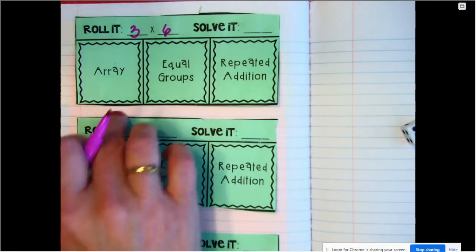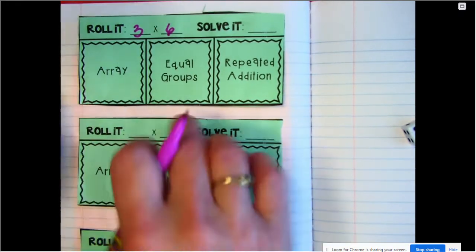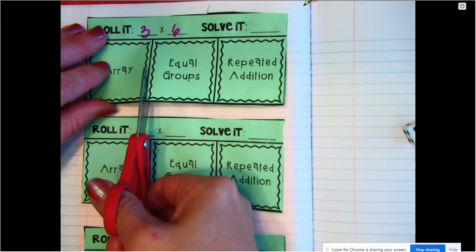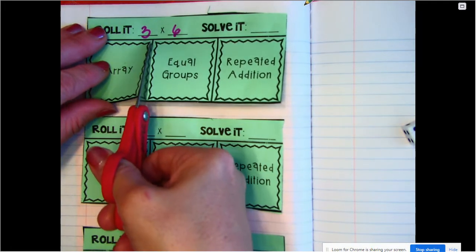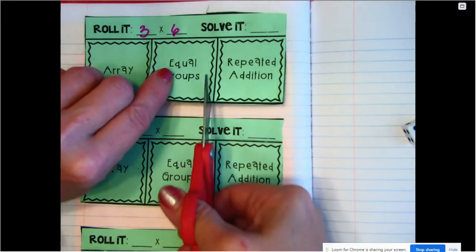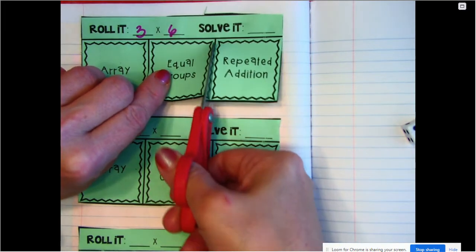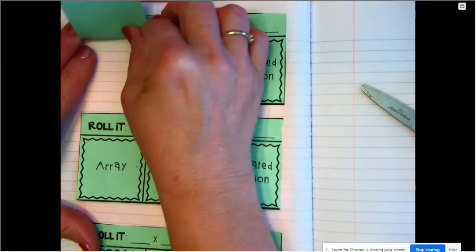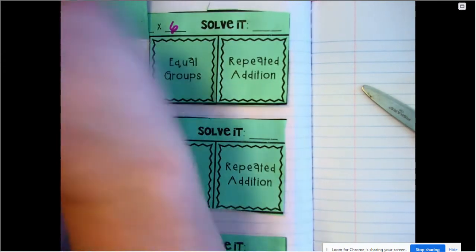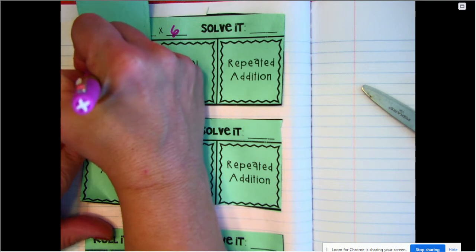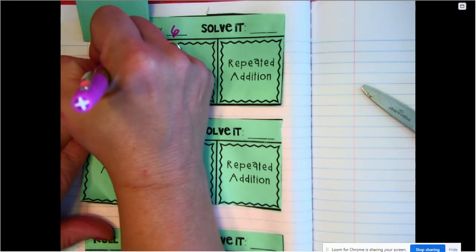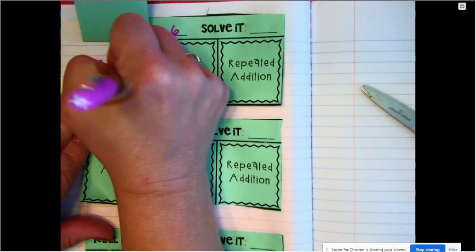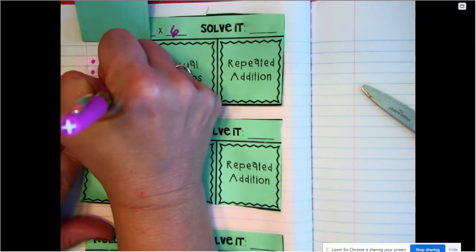So I'm going to make an array first. Oh, you know what, guys? I think maybe it might be fun to do this. Got a little window here so that they go up. So an array first. 3 groups of 6. 1, 2, 3. 1, 2, 3, 4, 5, 6. 2, 3, 4, 5, 6. 2, 3, 4, 5, 6.